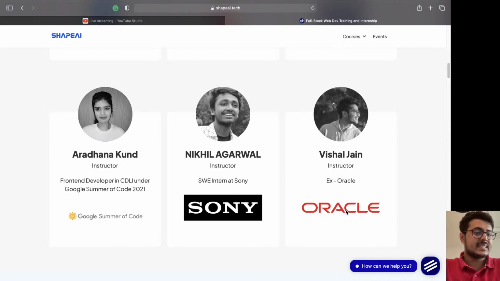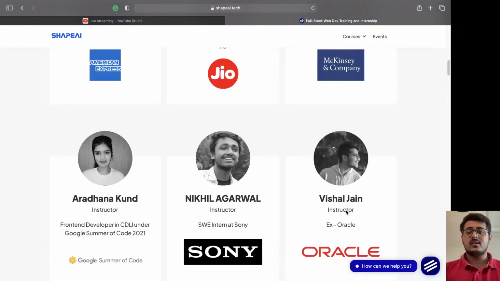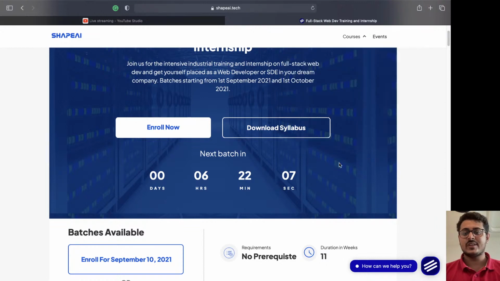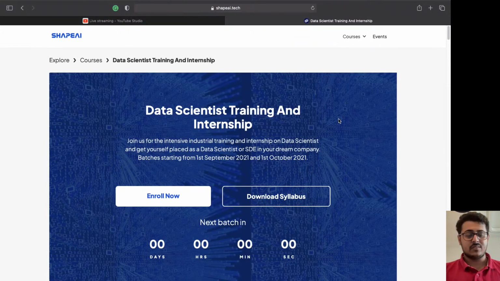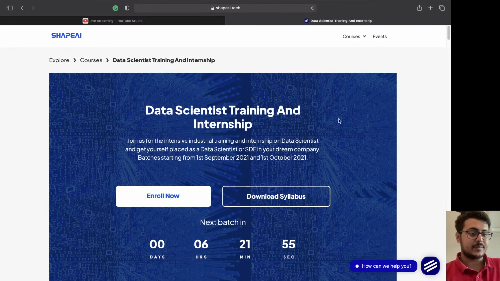Yes, you can do data science with MCA as well. One more thing, the batches are going to start from tomorrow itself. As you're able to see, there are just 6 hours left. If someone wants to enroll in this training and internship program, there are just 6 hours left for enrolling. So you can of course enroll in it. Is Infosys under a startup? No, Infosys is not under a startup.